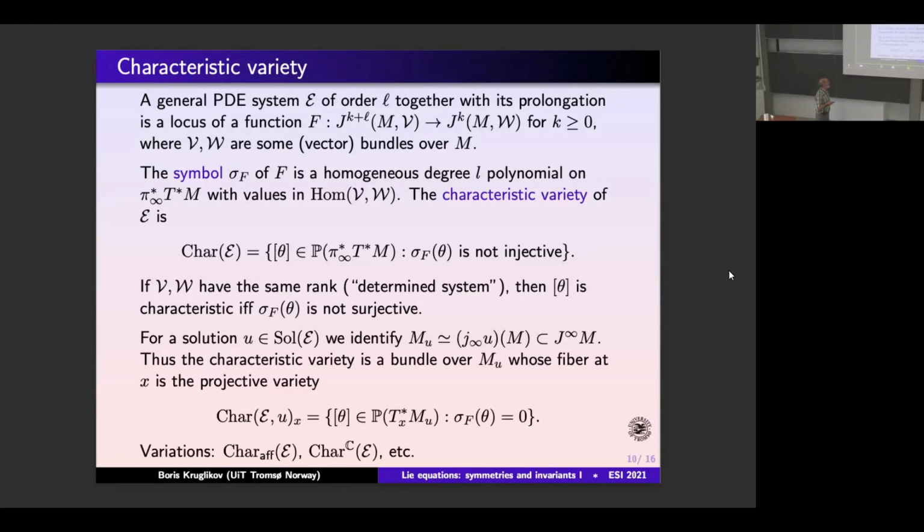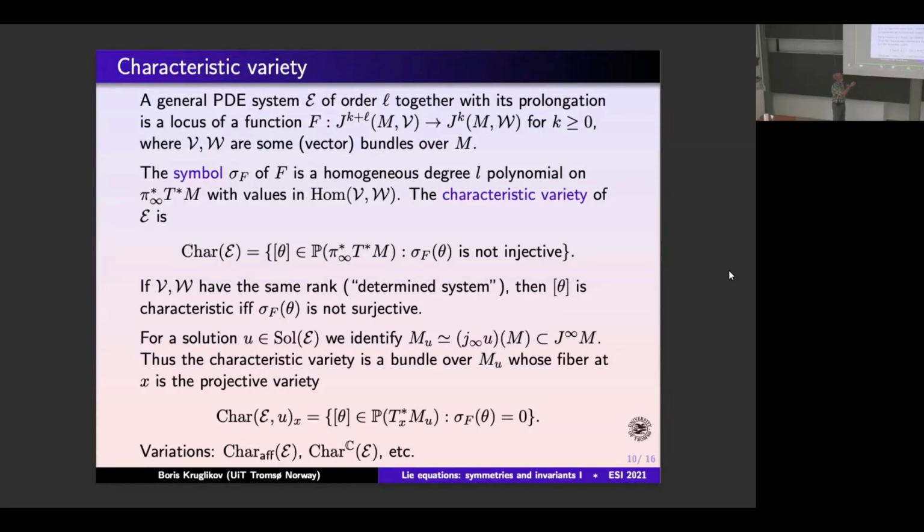Okay, now if you don't want to think about jets and all this machinery, you can think just about solutions. So you take a solution, then you can identify this lift of your manifold, like the graph of the solution inside infinite jets. So it will still be an m-dimensional submanifold. And then the characteristic variety is just a bundle over this solution, which is just an m-dimensional manifold. This will be more or less given by the same formula, but you don't need to bother with jets. Okay, so there's a variation for characteristic variety.